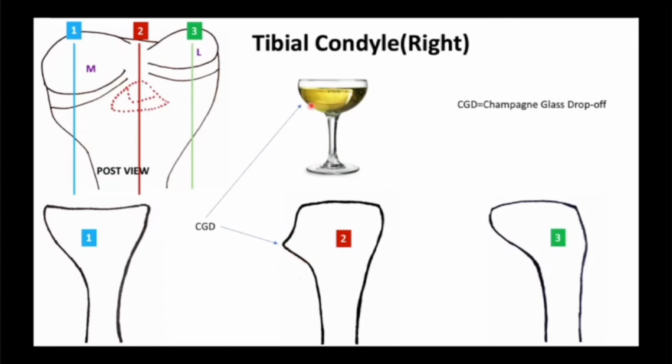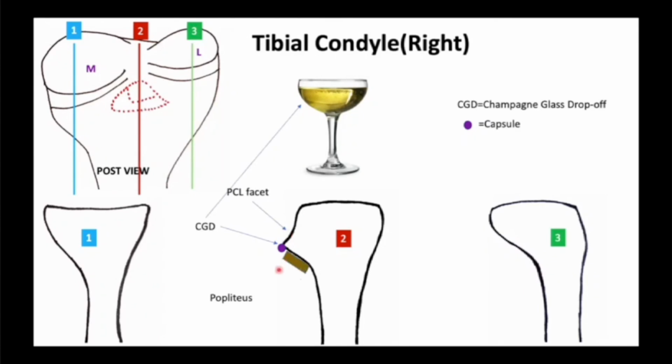So this is also called Sampen glass drop-off. And there is another facet called PCL facet. This is a shallow depression where the PCL is attached. So we try to make a drill hole somewhere around this PCL facet here in case of PCL reconstruction.